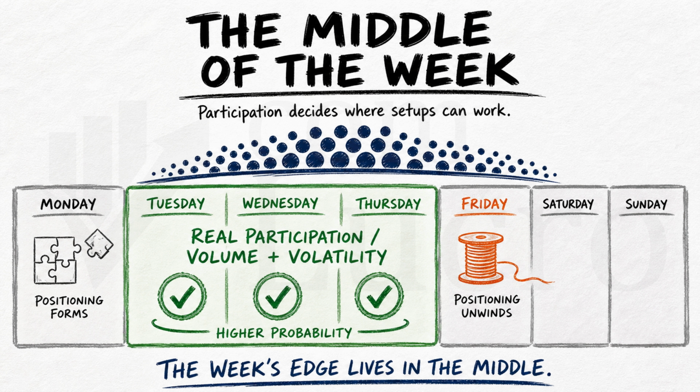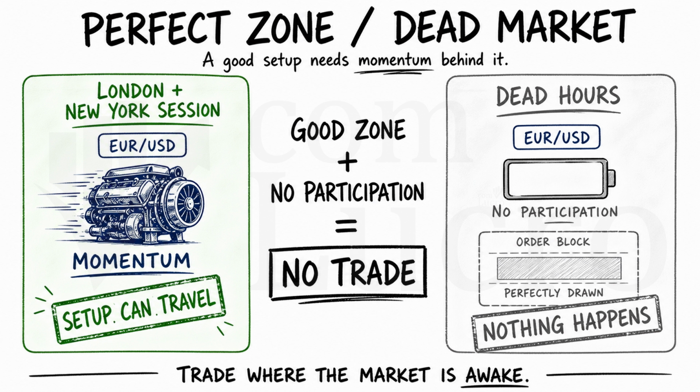Condition 4. Volatility and spread. Winning setups cluster where participation is real. The market is thinnest at the edges of the week: Monday, while positioning is still forming, and Friday, as it unwinds. And the highest probability opportunities tend to sit in the middle of the week, when volume and volatility are genuinely present. The same applies inside the day. Pairs like the euro-dollar deserve the London and New York sessions. Outside those hours, price can touch every zone you drew and produce nothing, simply because there isn't enough momentum behind it to travel. A perfect setup in a dead market is not a perfect setup.